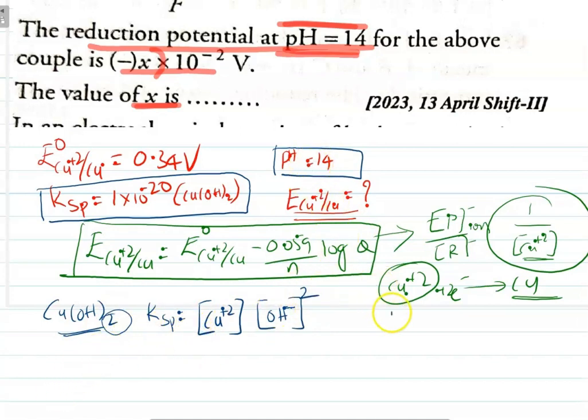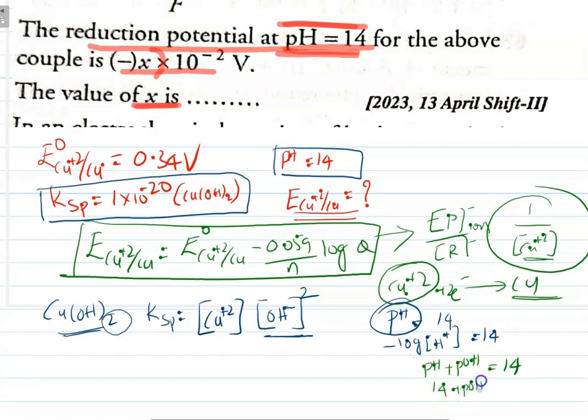So what is pH? pH is nothing but the negative logarithm of the concentration of H+ ions, and it is given as 14. But we don't have any H+ ions here, we have only OH- ions. So what is the relationship? How do we get OH-? We have another beautiful relation: pH plus pOH is equal to 14. You got pH is 14, so 14 plus pOH is equal to 14. So you will get 14 minus 14, and pOH you will get as 0.